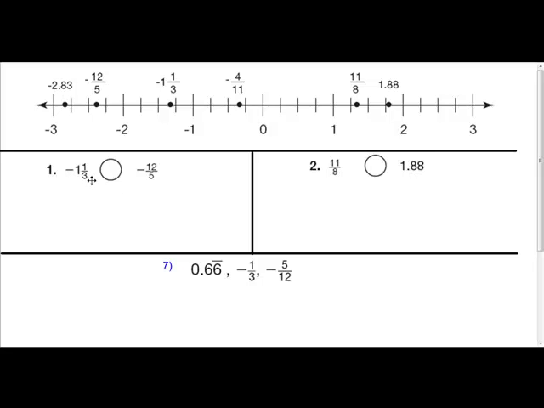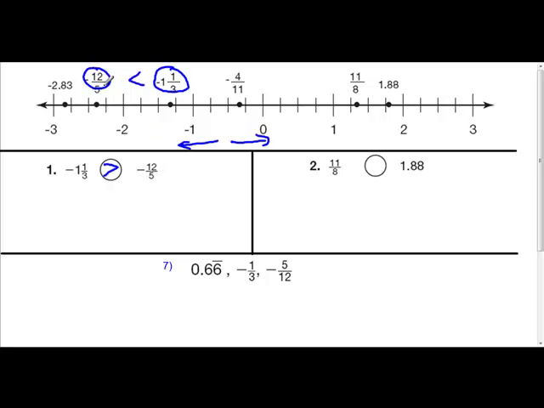Negative 1 1/3, negative 12/5. Now, what they're wanting us to do is to find out which one of these numbers is greater. Well, we can use this number line, and we find negative 1 1/3, and it is right here. And then we find negative 12/5, and it is right here. And remember, greatest is to the right, and least is to the left. So this is going to be greater than this. So negative 1 1/3 is greater than negative 12/5.